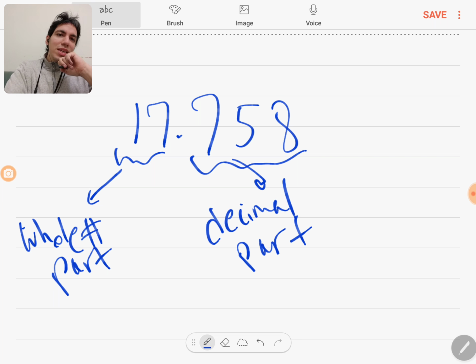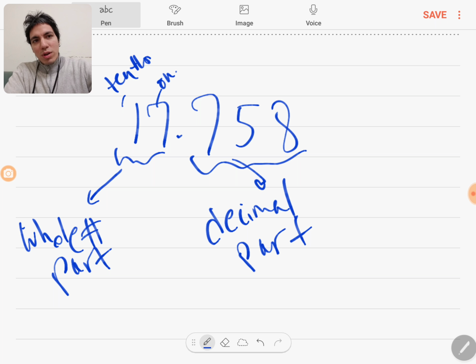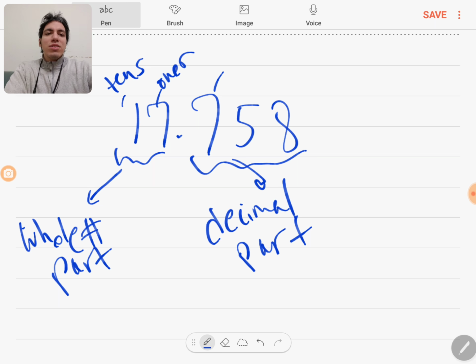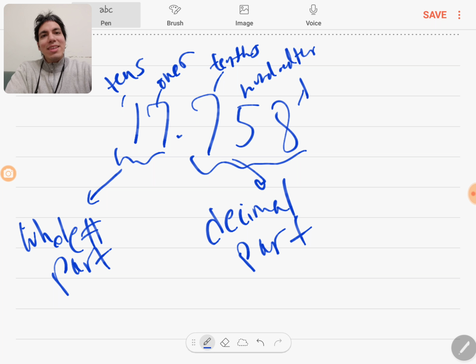Now, each of these parts has place values, you know how we have place values here? This is tens, ones. For the 7, 5, and 8, you have tenths, hundredths, and thousandths. So ideally, each place value has its corresponding place value when it comes to decimals.